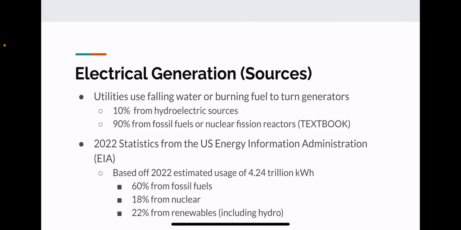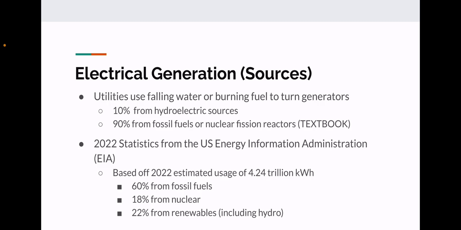So next we're going to talk about what sources generate our electricity. And according to the textbook, the utilities use falling water or burning fuel to turn generators, renewables or non-renewables, and 10% are hydroelectric, 90% non-renewable like fossil fuels or nuclear fission.